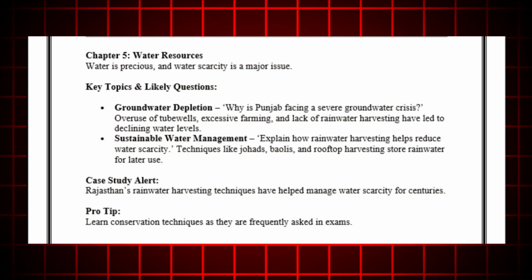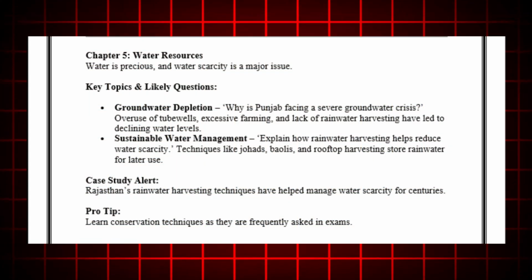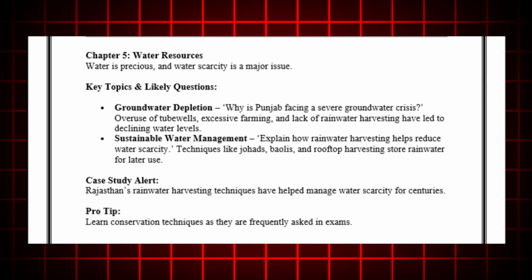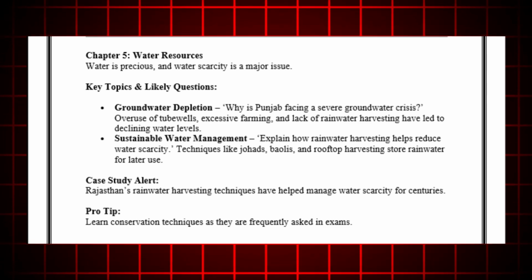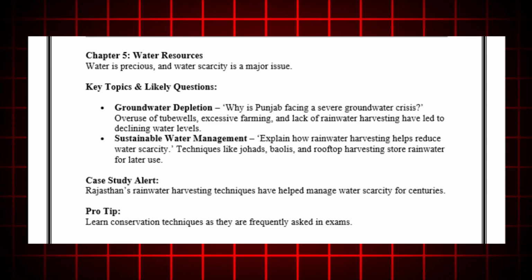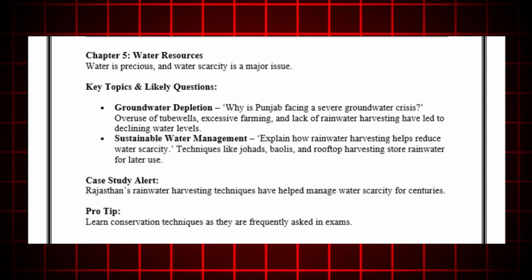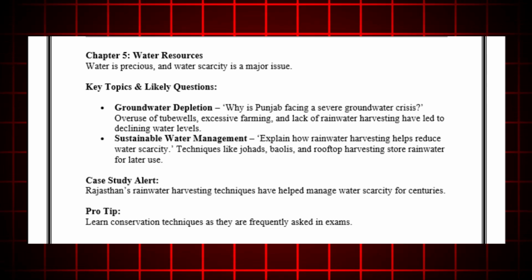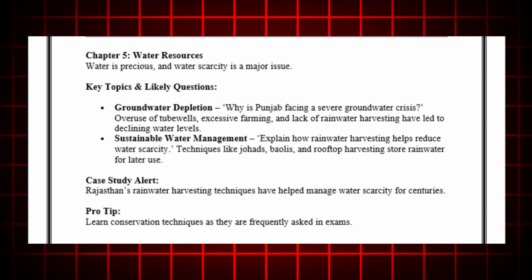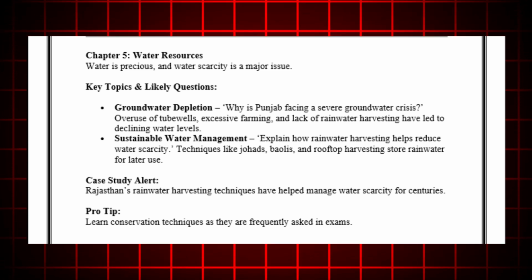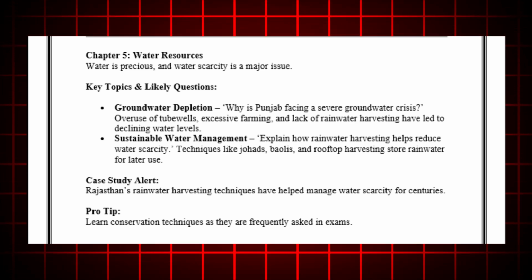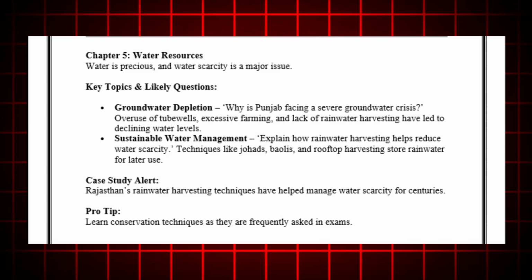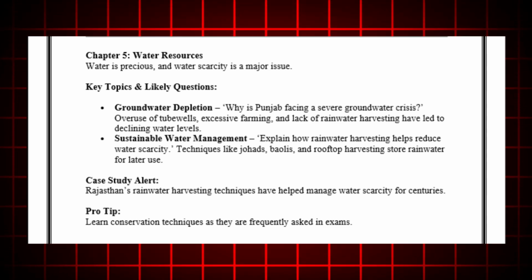Chapter 5, Water Resources. Water is precious, and water scarcity is a major issue. Key topics and likely questions. Groundwater depletion. Why is Punjab facing a severe groundwater crisis? Overuse of tube wells, excessive farming, and lack of rainwater harvesting have led to declining water levels. Sustainable water management. Explain how rainwater harvesting helps reduce water scarcity. Techniques like johads, baulis, and rooftop harvesting store rainwater for later use. Case study alert: Rajasthan's rainwater harvesting techniques have helped manage water scarcity for centuries. Pro tip: learn conservation techniques, as they are frequently asked in exams.